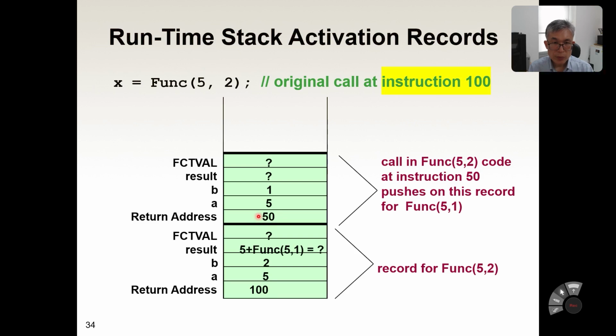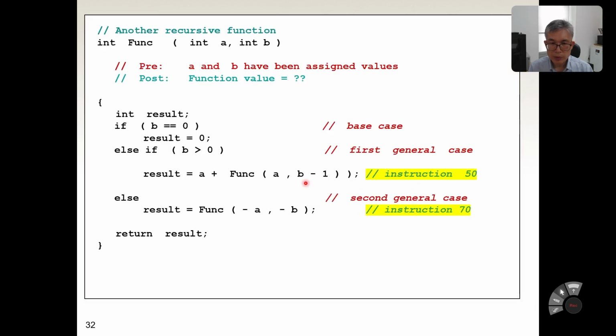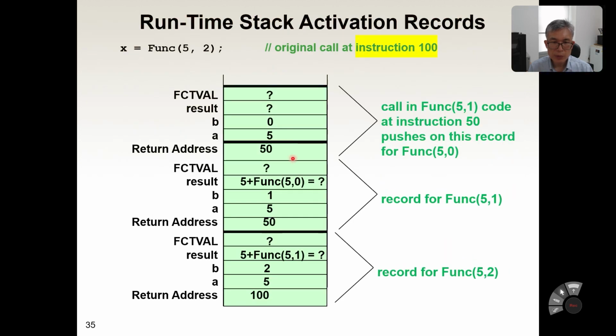In that case, the function value is not known and the result is not known, right? Then we can call with this value reduced by 1, so B becomes this, A is 5 here, and then we can call again. The return address is 50, because this recursive location is 50. This is the first general case, so this is the return place. The instruction location is 50, so that's why it's 50, and then we can call again. Now the return value is also 50, the same as the base case.